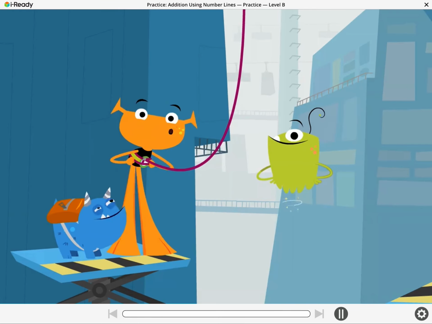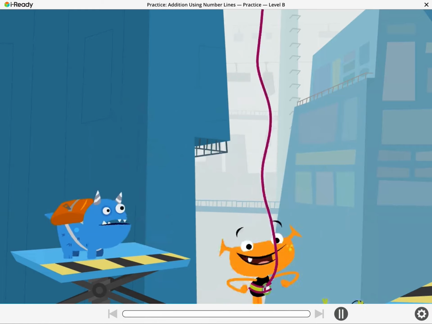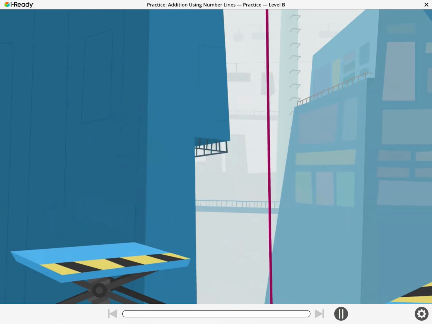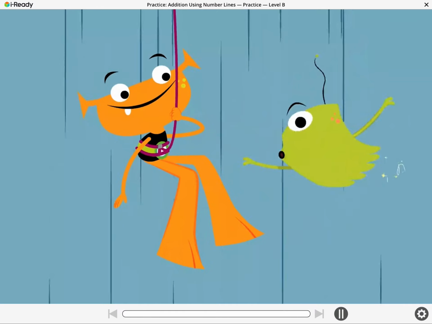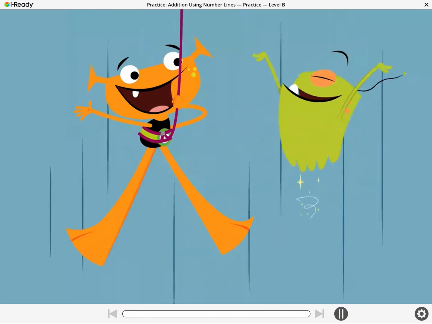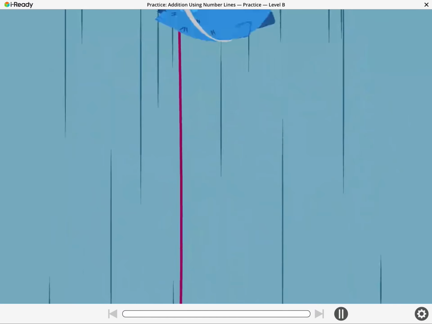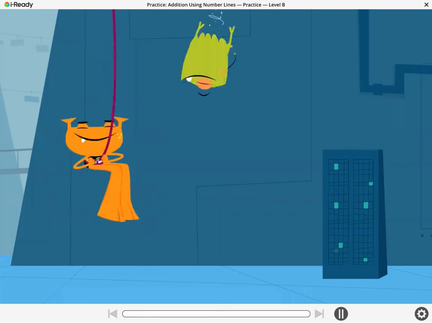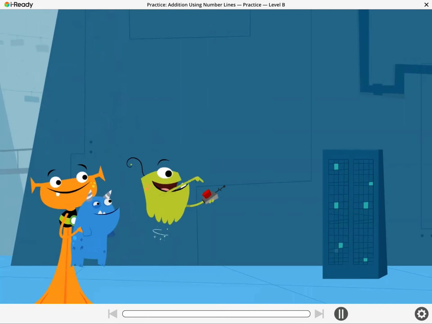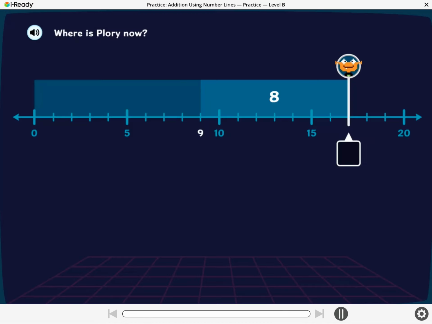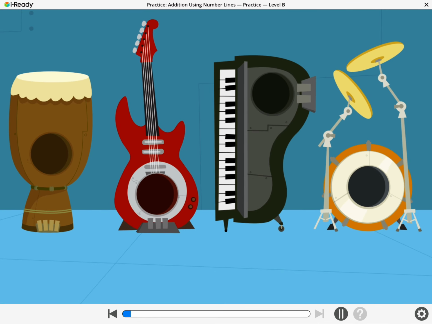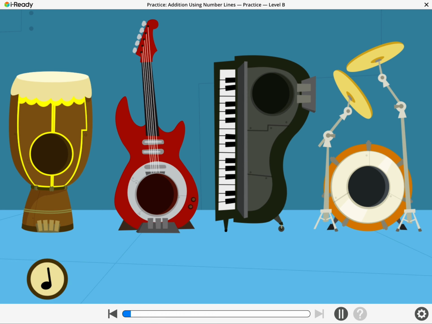Again. Are you ready to practice some more math skills? We'll unlock different doors on our quest to the quiz. Let's go! It's time to practice addition on a number line. Ooh, look! Use this to unlock the door.